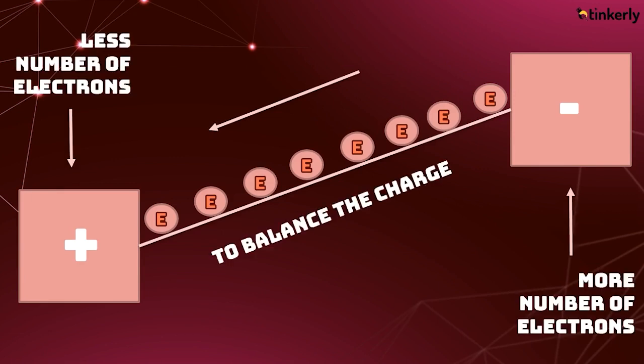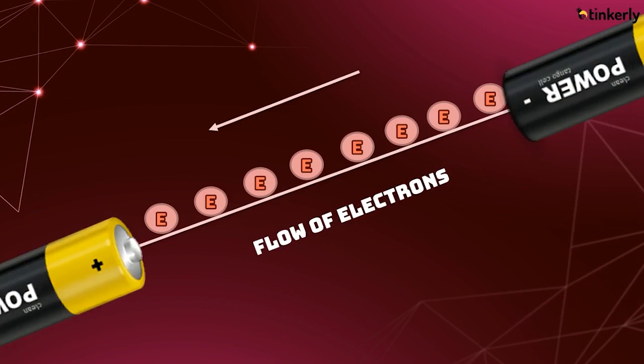So in this case, the positively charged has fewer electrons and the negatively charged has more electrons, and electrons will flow from negative to positive, right? If you replace those positive and negative materials with the battery, the positive terminal of the battery will always want to gain electrons because it has fewer electrons as compared to the negative terminal, and that is why the flow of electrons is always from the negative terminal of the battery to the positive terminal of the battery.